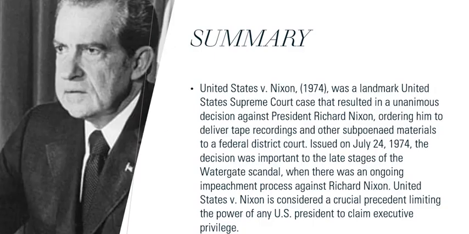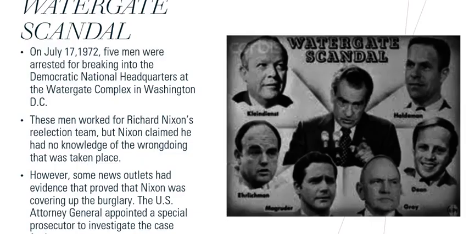The summary. United States v. Nixon, which happened back in 1974, was a landmark United States Supreme Court case that resulted in a unanimous decision against President Richard Nixon, which ordered him to deliver tape recordings and other subpoenaed materials to a federal district court. Issued on July 24th of 1974, the decision was important to the late stages of the Watergate scandal, when there was an ongoing impeachment process against Richard Nixon. United States v. Nixon is considered a crucial precedent limiting the power of any U.S. president to claim executive privilege.